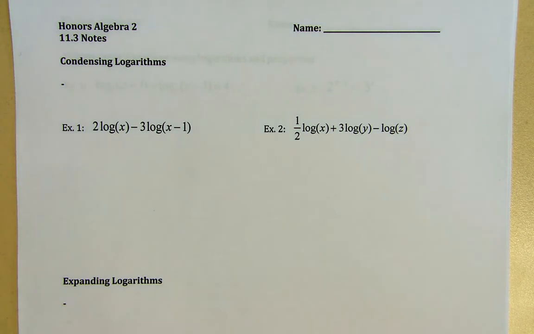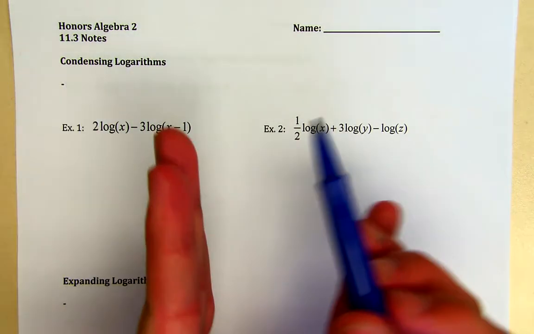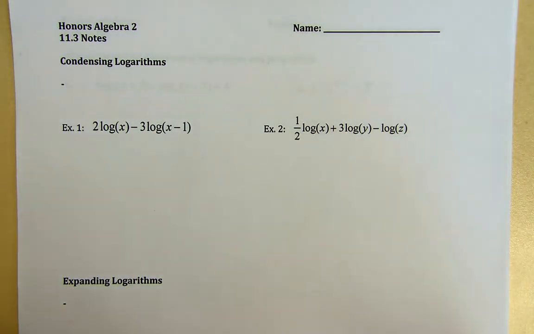Continuing off the last video's notes where we talked about the properties of logarithms, now you're going to be asked to condense and expand logarithms. So our objective is to condense logarithms and also to expand them when asked to. Condensing means we're going to make something smaller. We're going to start big and end with something small.